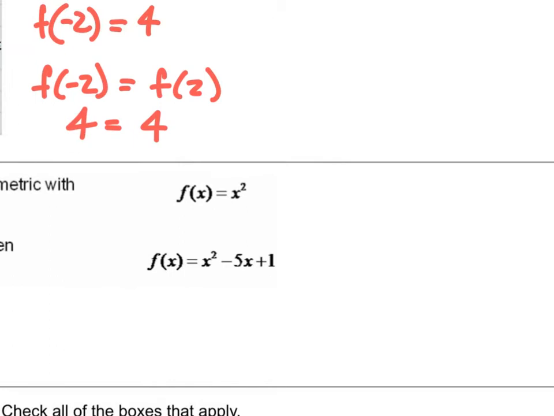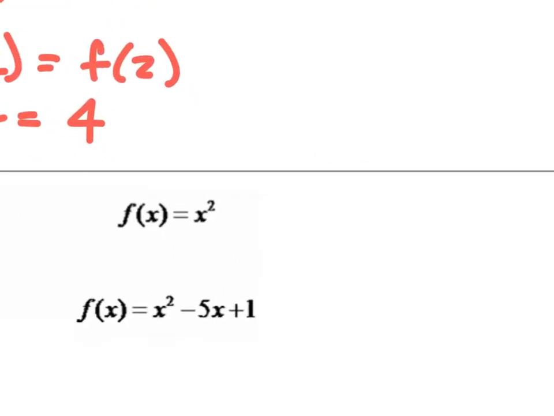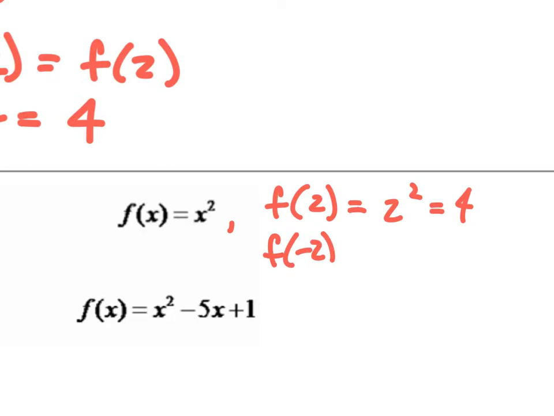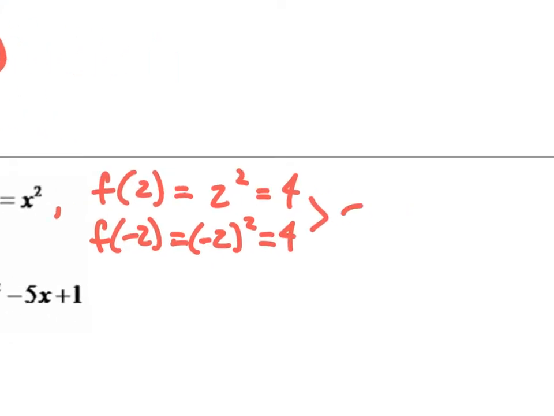Now what we've done over here with f of x equals x squared is just plug in a value. If you plug in f of 2, you're going to get 2 squared, which is going to give you 4. If you plug in negative 2 into that function, you get the quantity negative 2 squared, which is also 4. Because you get the same y value, then you know that f of x is even.